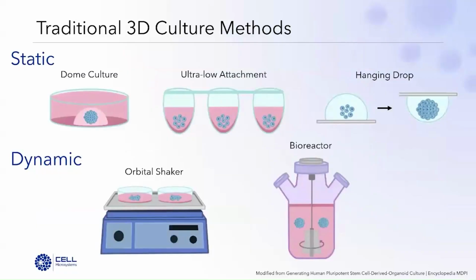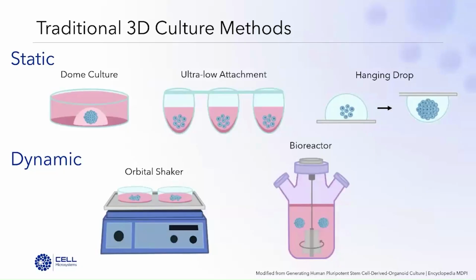To culture 3D models, there are two main classes, static and dynamic culture systems. Probably the most commonly used and well-known is dome culture or some other form of embedding cells in an extracellular matrix or hydrogel. Organoids and spheroids can be formed in ultra-low attachment environments. These are specialized plates that have an anti-adherence coating, and the cells aggregate together based on not being able to attach to those plastic surfaces.